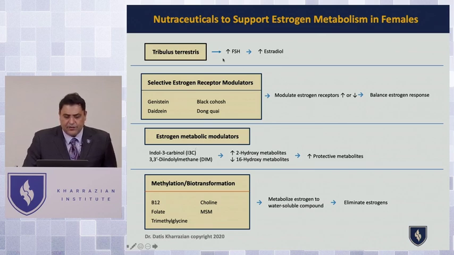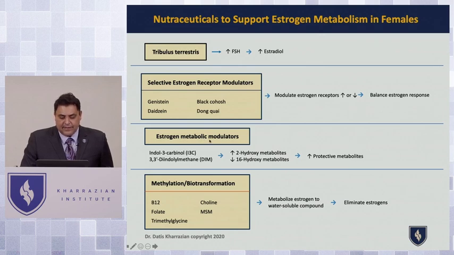If you want to get FSH up, you can consider Tribulus. If you want to use a selective estrogen receptor modulator, which can increase or decrease estrogen receptor sites based on what the body needs, genistein, daidzein, black cohosh, and dong quai can be used. If you're trying to increase and shift metabolites of estrogens to have a protective effect, this is where things like indole-3-carbinol or DIM come in. And then if you want to support liver biotransformation pathways, B12, folate, trimethylglycine, and choline can be used.